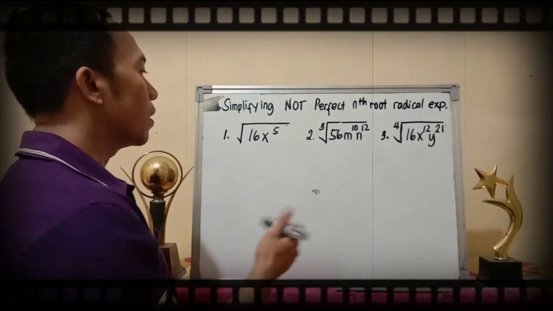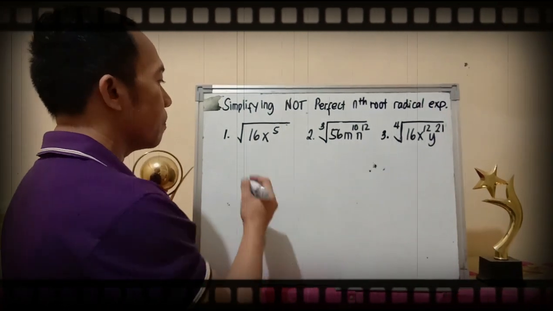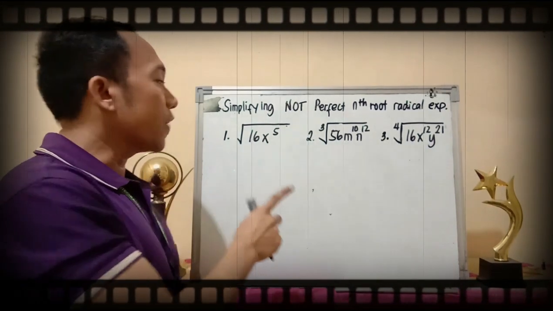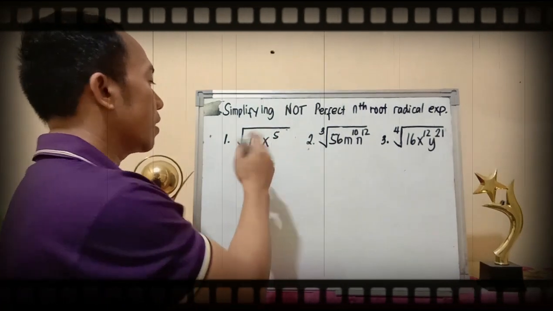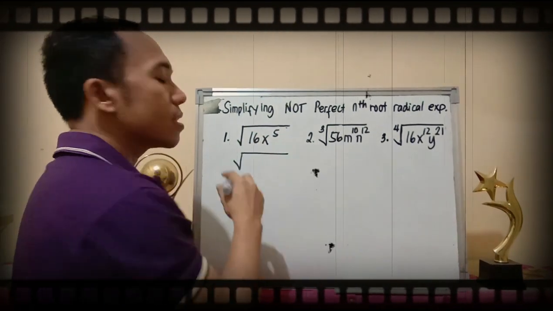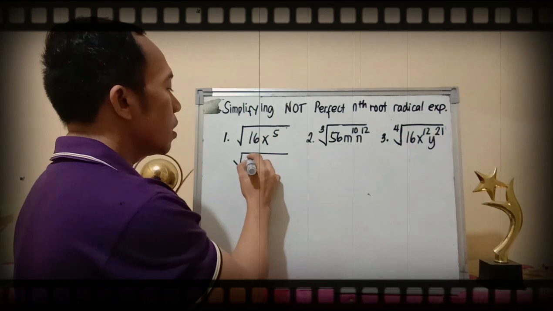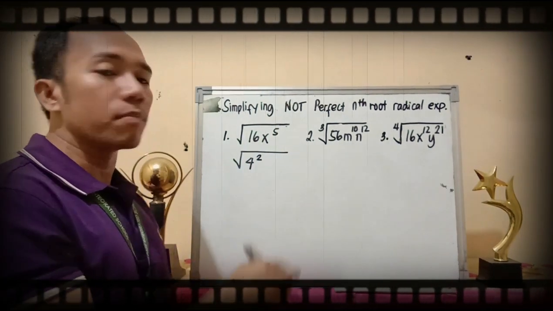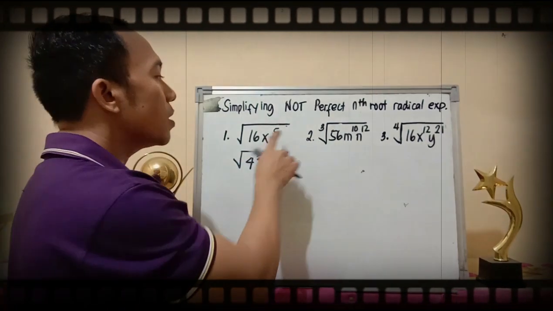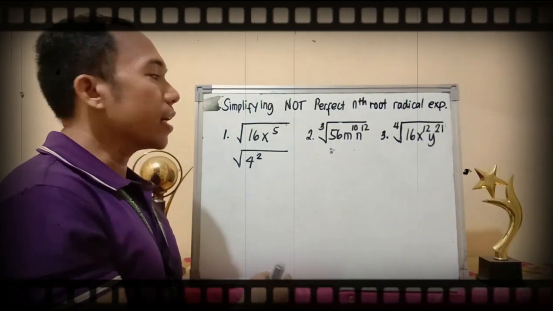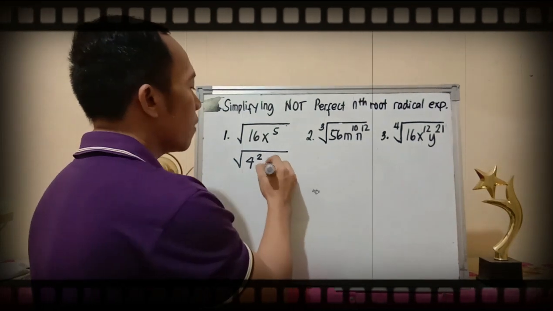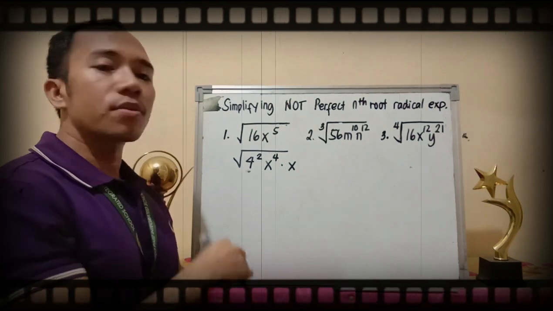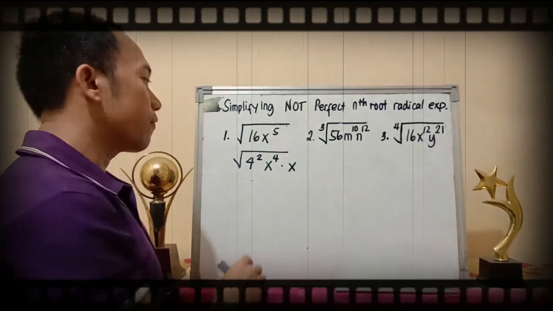The first example is the square root of 16x to the 5th. Your x to the 5th here is not perfect, but 16 is perfect. So you can make 16 into an exponential form. It becomes 4 squared. 4 squared is equal to 16, that means 4 times 4. And x to the 5th, factor it by a perfect nth root. So you have x raised to 4 times x. X raised to 4 times x is x to the 5th.